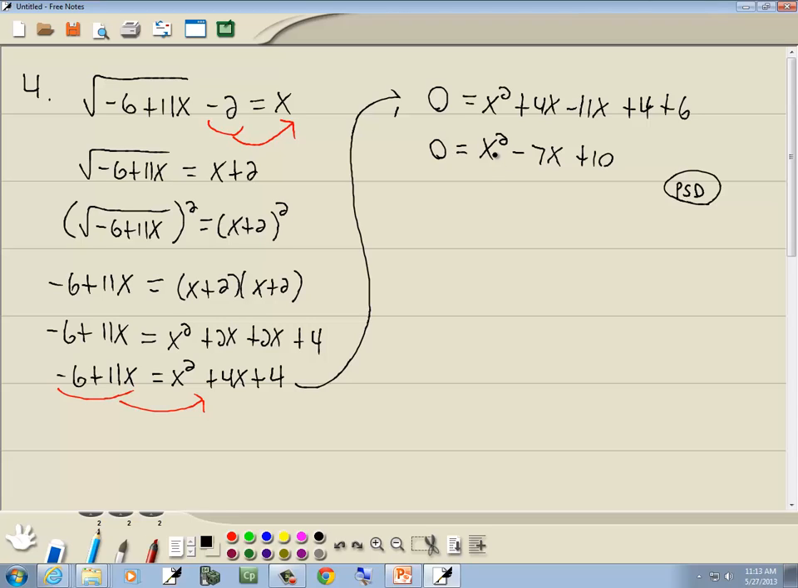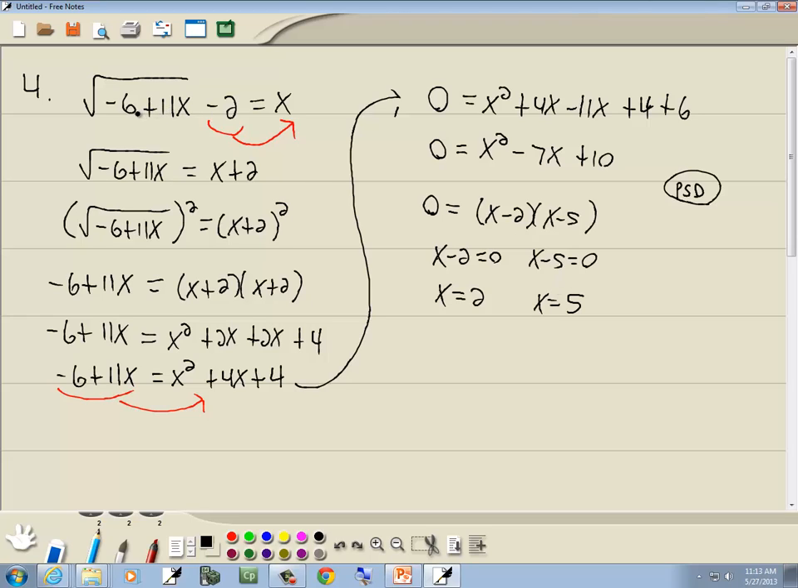Now we need to factor the right side. We factor it using the PSD method. Factors as x minus 2 times x minus 5. Zero factor property says you get 0 on one side, you factor the other side, you can set each factor equal to 0. So I'll set x minus 2 equal to 0, and I'll set x minus 5 equal to 0. And we end up with x equals 2 and x equals 5, maybe.